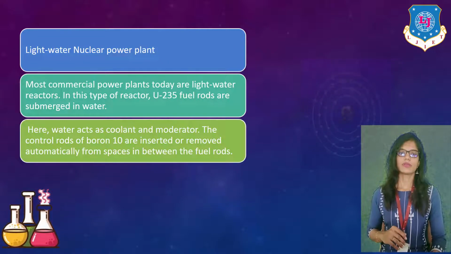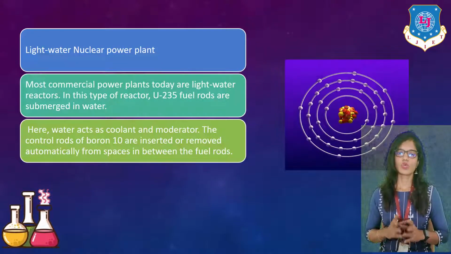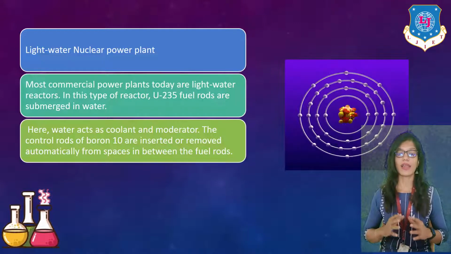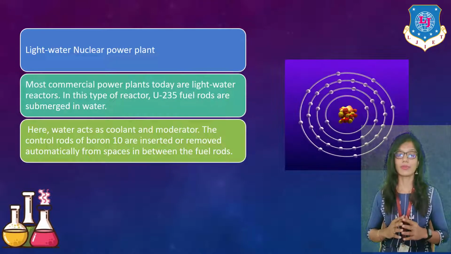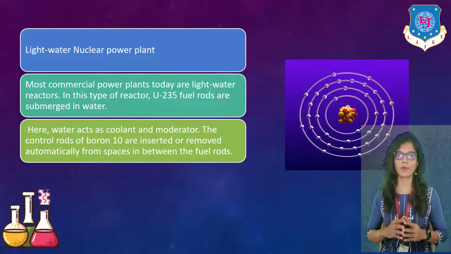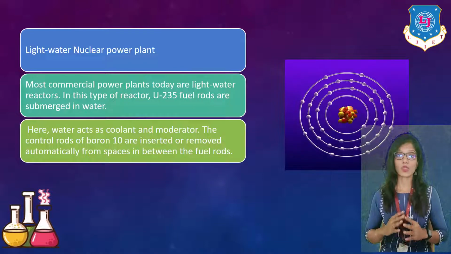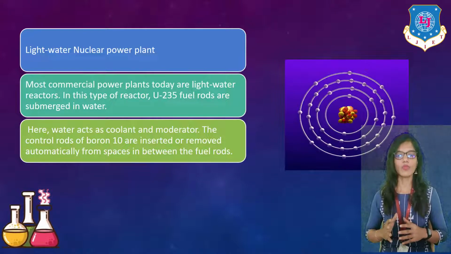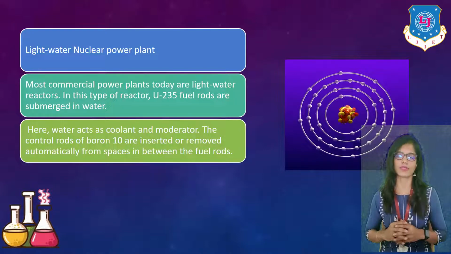Now the next one here is the light water nuclear power plant. Most commercial power plants used today are light water reactors, and in this type of reactor, uranium-235 fuel rods are submerged in water. Here, water acts as coolant and moderator, and the control rods of boron-10 are inserted or removed automatically from the spaces in between the fuel rods.